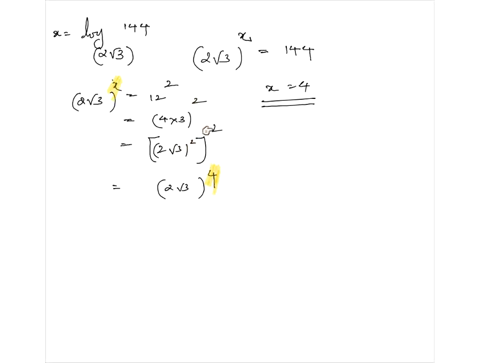Copy this 2. 2 into 2 equal to 4. 2 root 3 to the power 4. 2 root 3, 2 root 3 to the power x, so x has to be 4 only. X equal to 4. Any questions? Let me know.